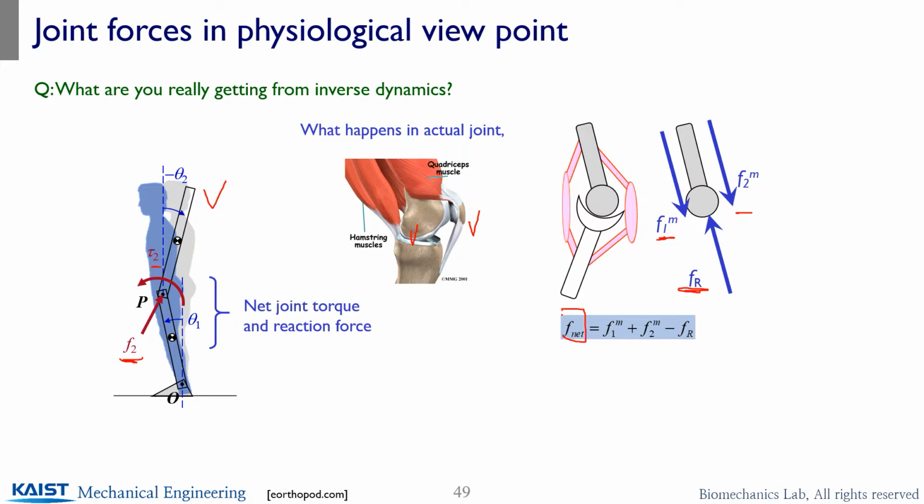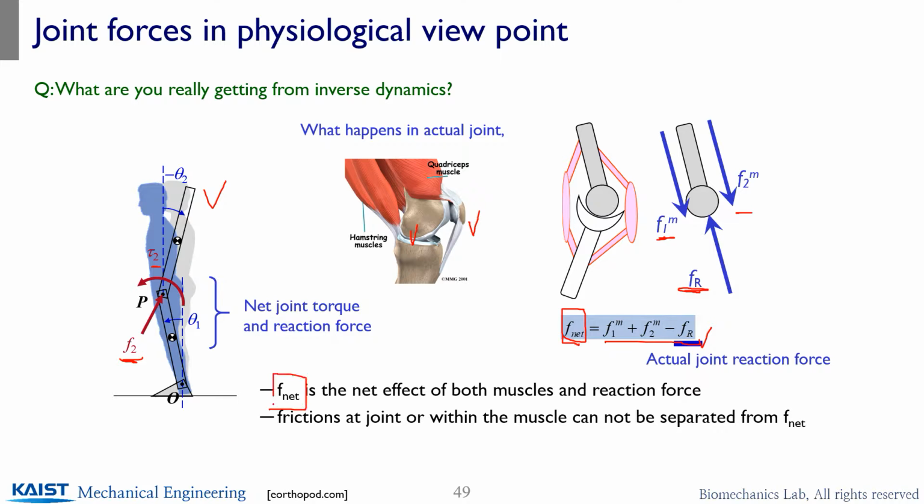So what you can get from inverse dynamics is the net force of all the forces applied on that joint. Note that your F net calculated from inverse dynamics includes all those muscle forces, tendon forces, and the reaction forces applied on that joint, on that segment, and also friction force from the tissues or other body segments, and you cannot separate them out. So we should note that those mechanical analyses of joint force and joint torques are just net force and could not be directly interpreted as a muscle force or the actual joint reaction force.